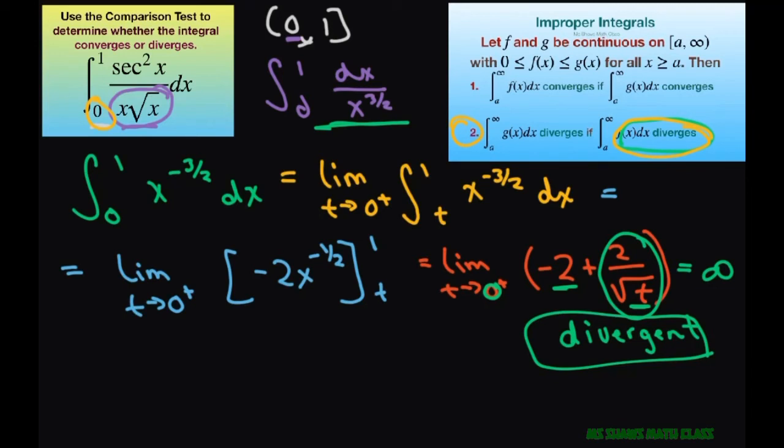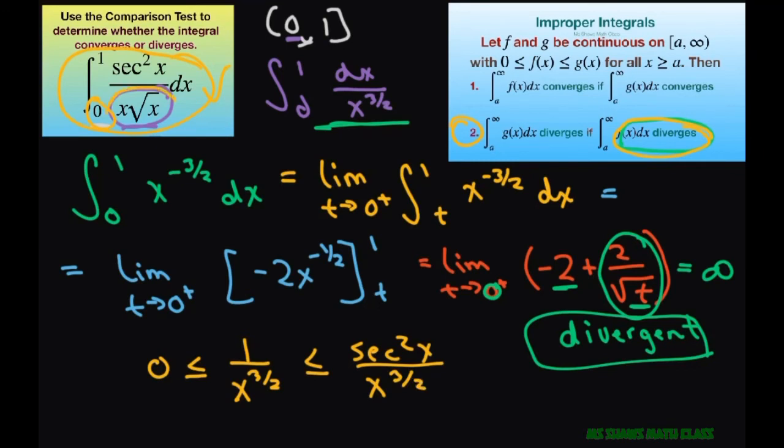That means this function has to be smaller than this function. So for this to be divergent, we have to have 0 is less than or equal to 1 divided by x to the power of 3/2, less than or equal to secant squared of x divided by x to the 3/2 power, which is what that is. All right. Since our denominators are the same, and my numerator is bigger here than the 1, that means this is true. So that means this function also is divergent.